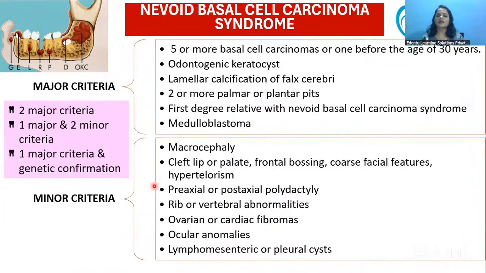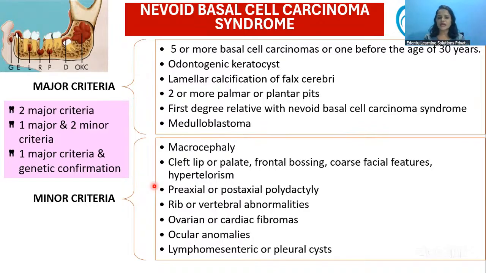So for diagnosing this nevoid basal cell carcinoma syndrome, they have given major criteria and minor criteria. The major criteria include 5 or more basal cell carcinomas or one before the age of 30 years itself, multiple OKCs, lamellar calcification of falx cerebri, 2 or more palmar or plantar pits, a first degree relative, and medulloblastoma.